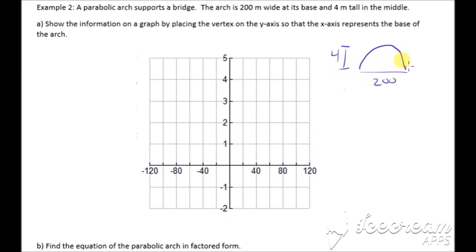Okay, so A, show the information on a graph by placing the vertex on the y-axis. So if the vertex is on the y-axis and it's 4 meters tall, we'll plot it here, so that the x-axis represents the base of the arc. Okay, so the x-axis is going to represent the base. Because it's 200 meters wide, that means 100 on the left and 100 on the right. So that's what it's going to look like.